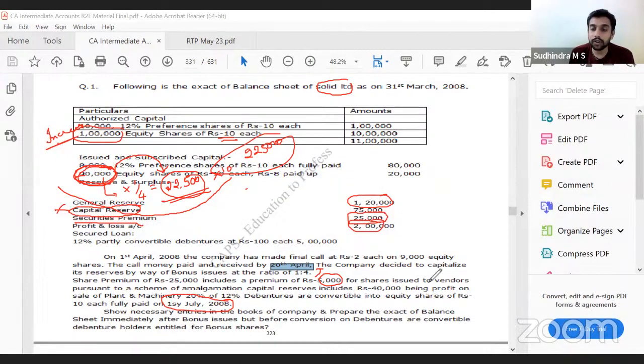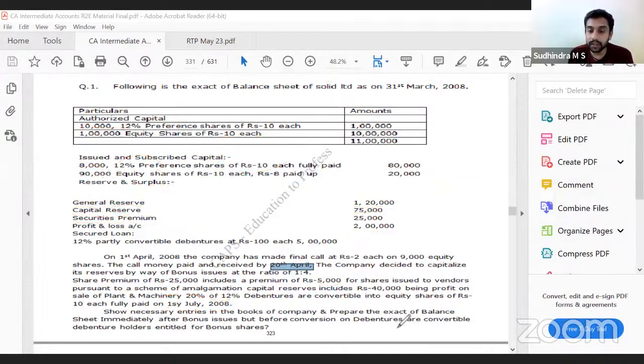After that, they're asking one more question. Are debenture holders entitled for bonus shares? We have discussed that, yes. We have to provide for it, but it will be allotted only upon conversion. Now tell me, what is the number of shares that we have to provide for bonus shares? 1,250 equity shares. So what is the number of debentures that we have? 5,000.